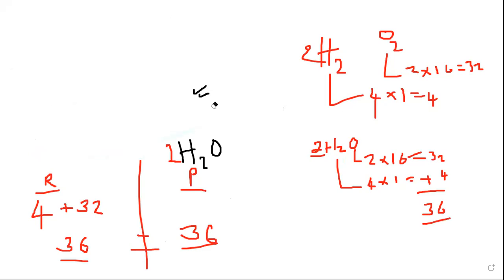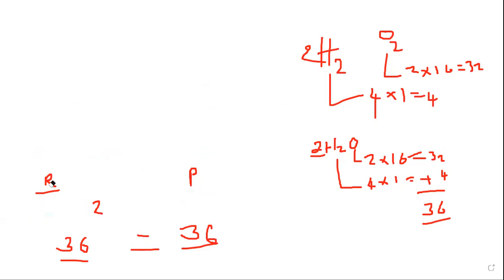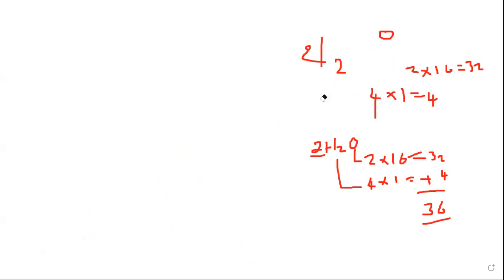Let us look at another example, just to prove the law of conservation of mass. Let's look at the reaction of nitrogen plus hydrogen, giving us ammonia, NH3. Balancing this equation, we put a 2 there, and we put a 3 here.